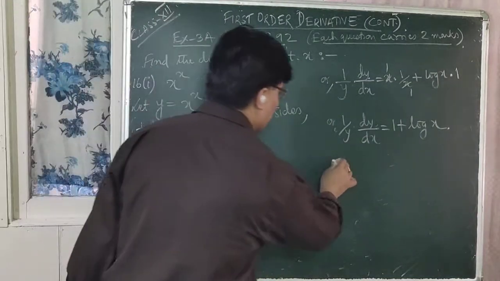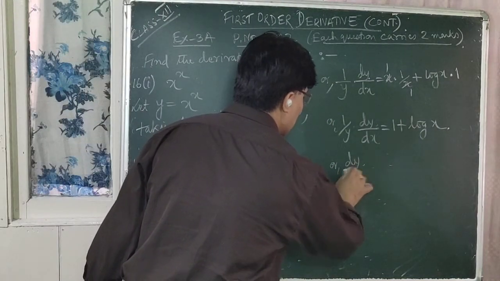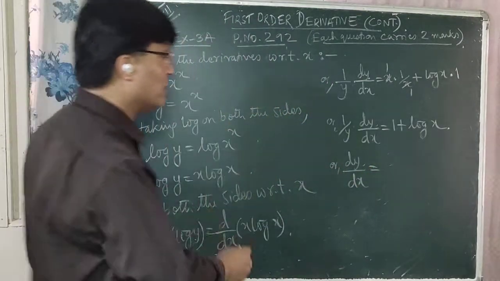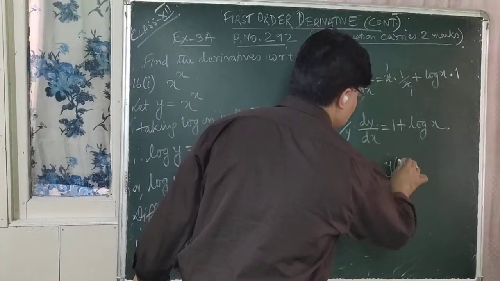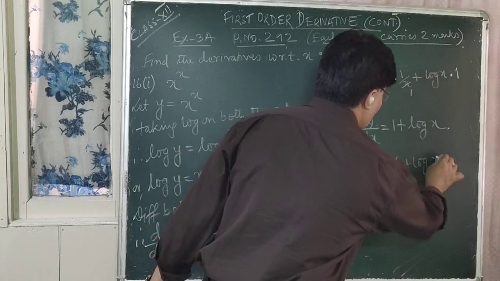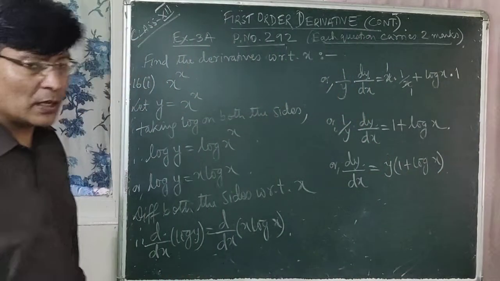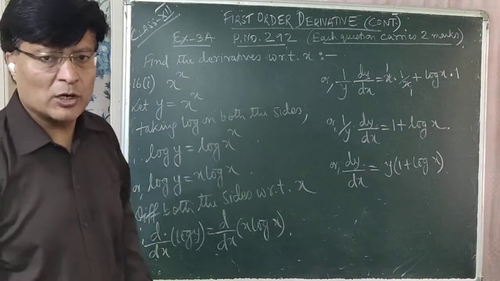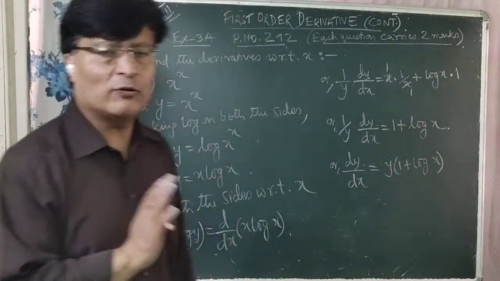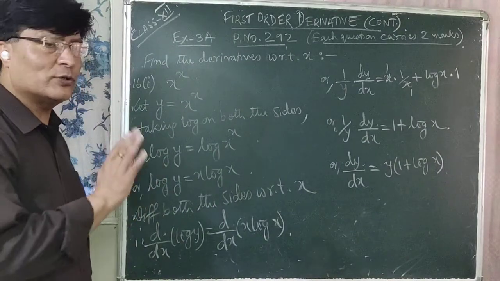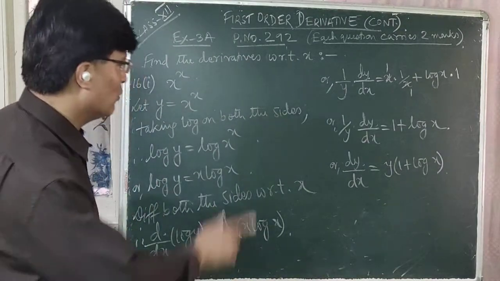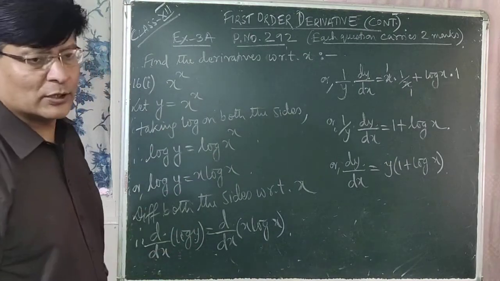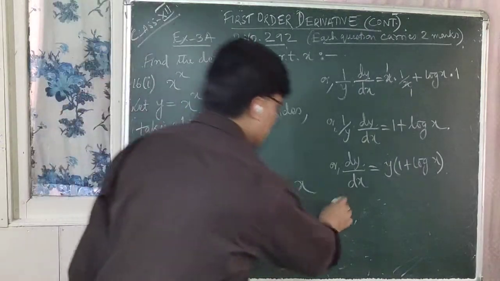Now you can easily find the value of dy by dx, and we need only dy by dx, isn't it? Now y is taken to the right hand side, cross multiply. So y into 1 plus log x. But because we have assumed y is equal to x to the power x, on the right hand side you should substitute the value of y. What is the value for y here? x to the power x. So on the right hand side, you have to substitute the value of y.